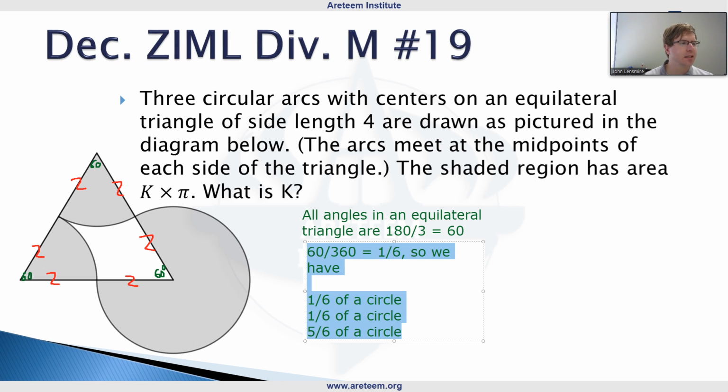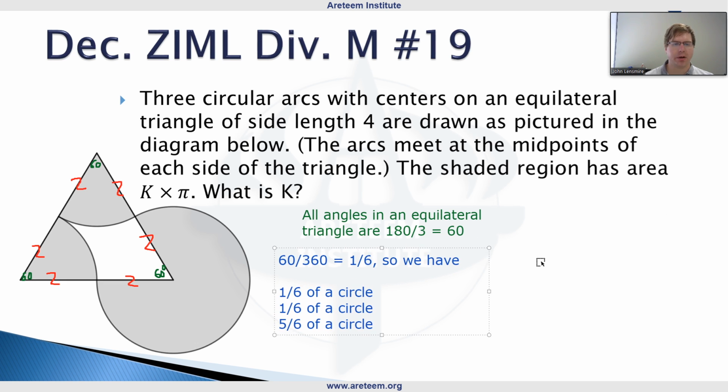So this is our key observation and the key thing we want to be thinking about in terms of the problem. If that makes sense to you, then you're in good shape. So we have 1/6 of a circle, 1/6, 5/6. What is our total here? We have, of course, 7/6 of a circle. So in total, 7/6 of a circle.